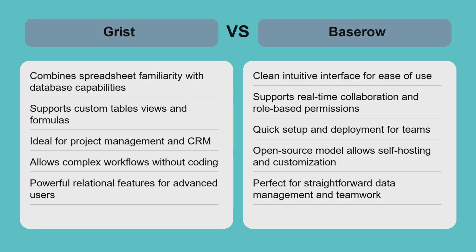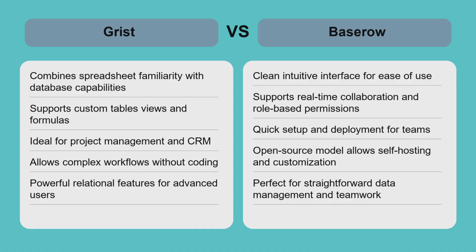Comparing Grist and Baserow highlights trade-offs between flexibility and simplicity. Grist offers powerful relational features and spreadsheet-style formulas, fitting users who need customizable workflows and complex data relationships, such as project managers and analysts. However, it may require more time to master.